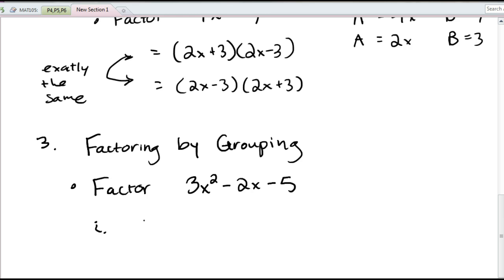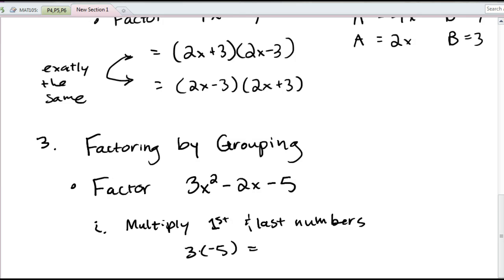So step 1, what we want to do is multiply first and last numbers. So in this case, we just do 3 times the negative 5. Remember to keep the negative with it. Gives me negative 15. Then the next step is going to involve, we're basically looking to split this minus 2x in the middle up to make this 3-term polynomial a 4-term polynomial where we can make 2 simpler groups. So it looks like we're making it more complex, but it actually gives us a nice way to break down the factors. So let's see what we're going to do here.